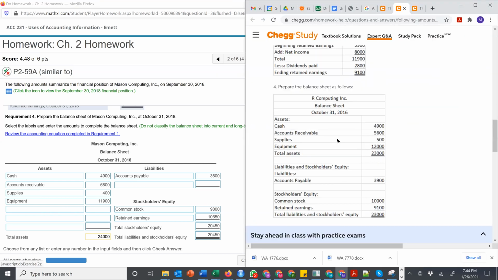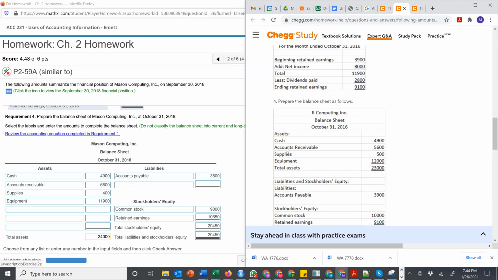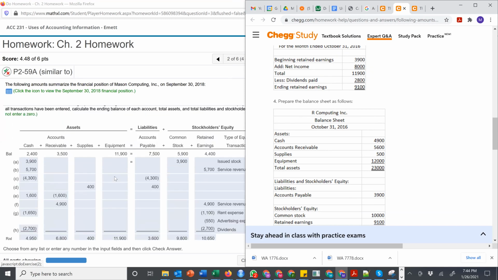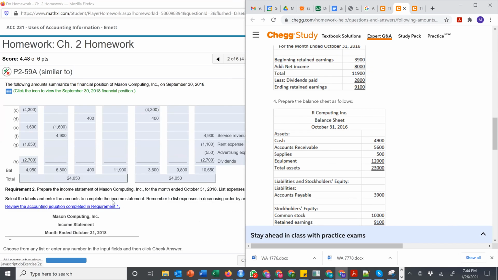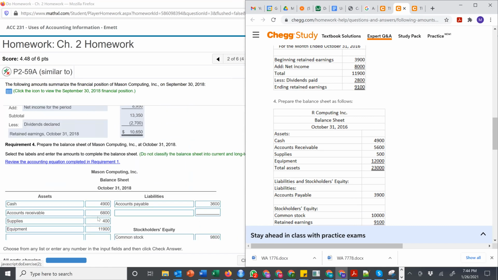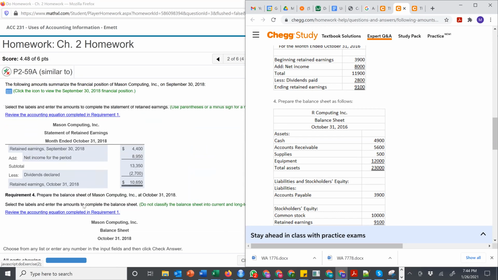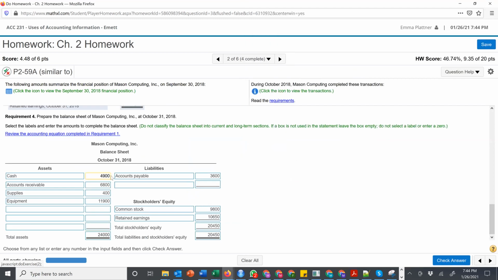Yeah. So maybe we're missing an account. Cash, accounts receivable, supplies, equipment. Maybe I didn't write the total numbers. Is that total assets? Or no, that's not there. Never mind. Equipment, I said 11,900. Maybe that's not right. That is 11,900. Accounts receivable 6,800. That's right. Supplies are 400. Cash is 4,950. Oh, that's why. But that gets us to some different number, doesn't it?